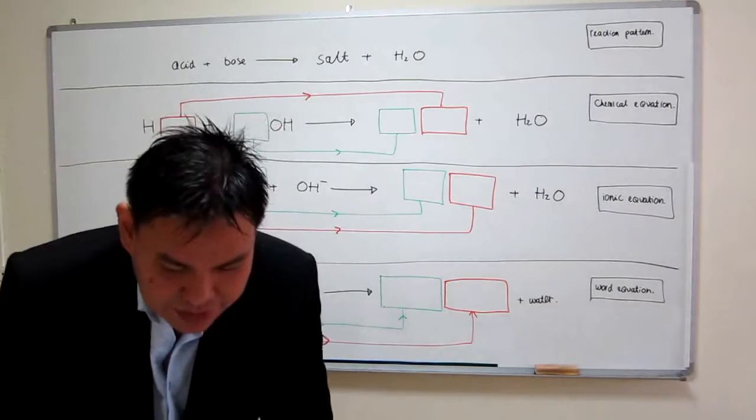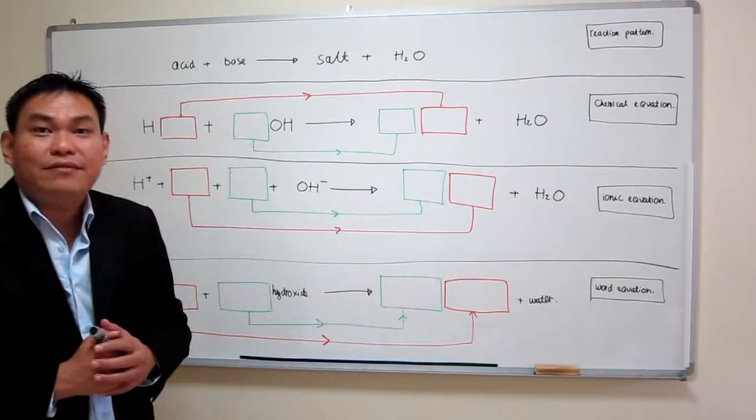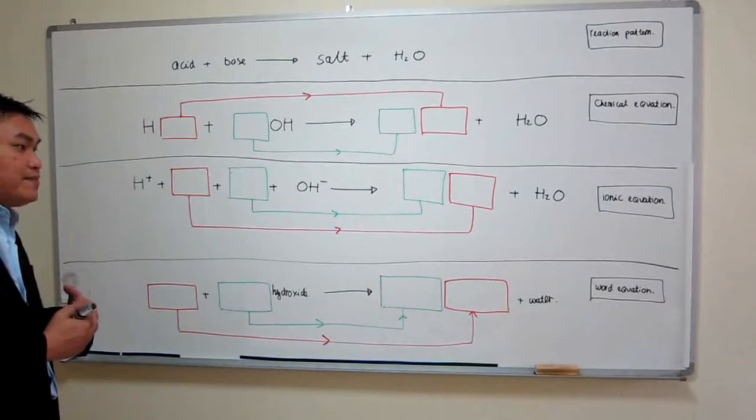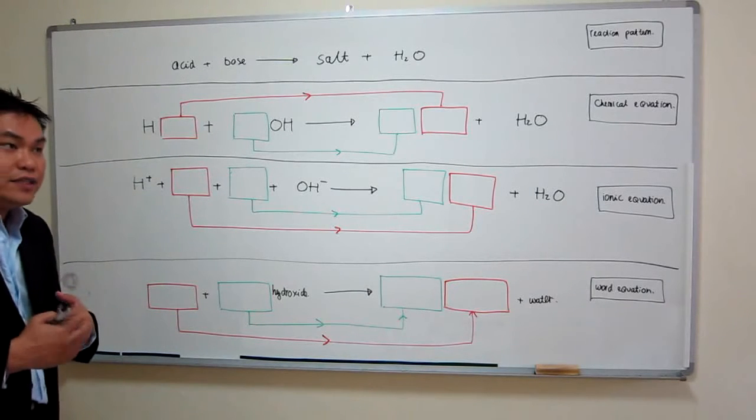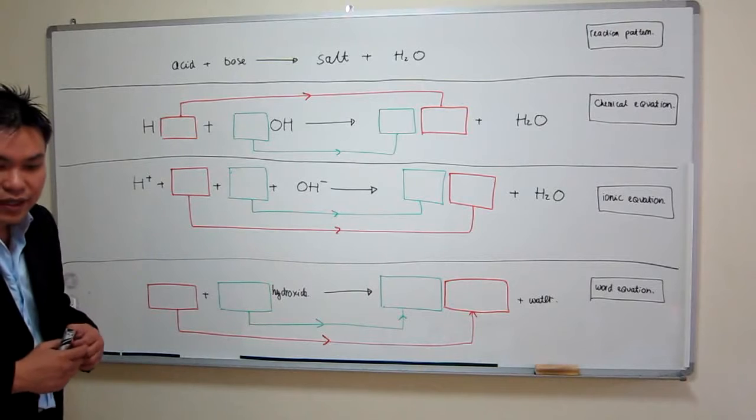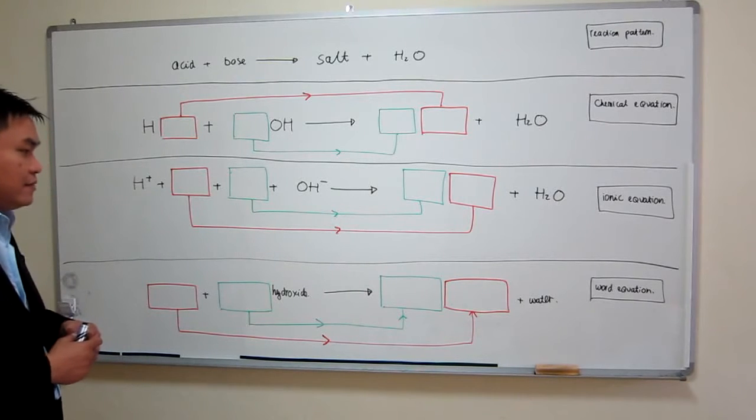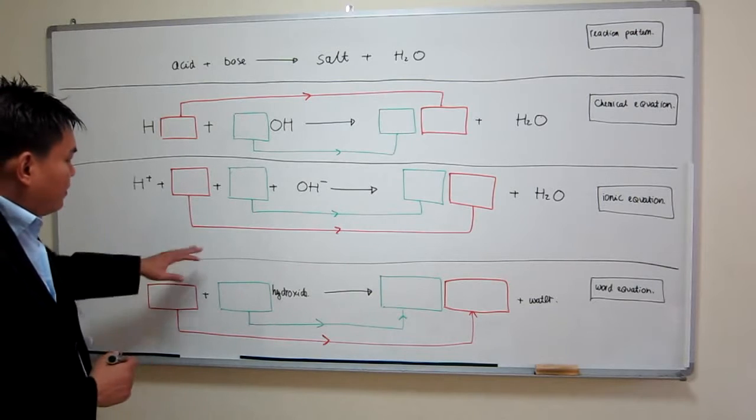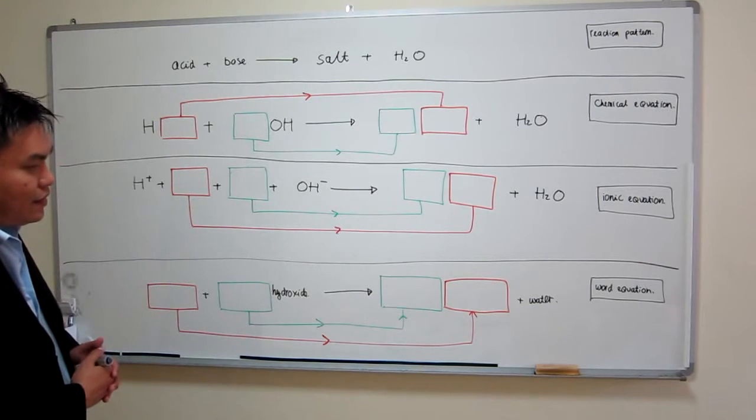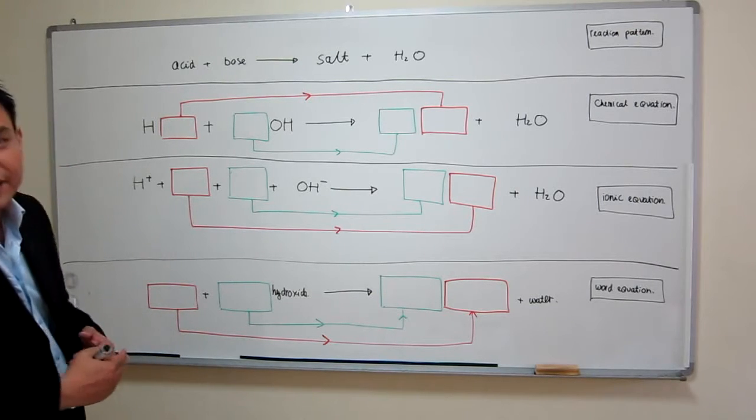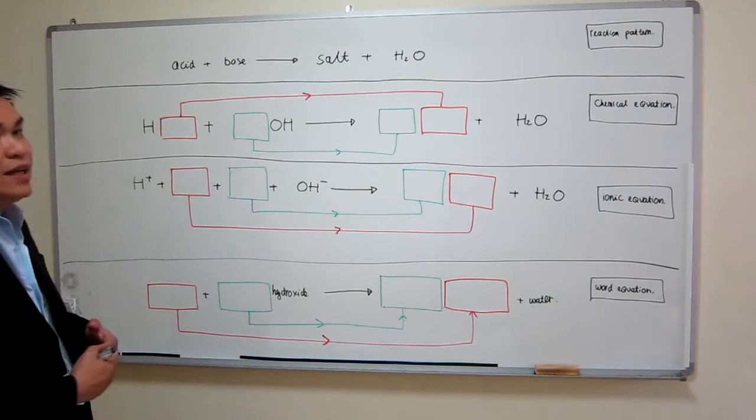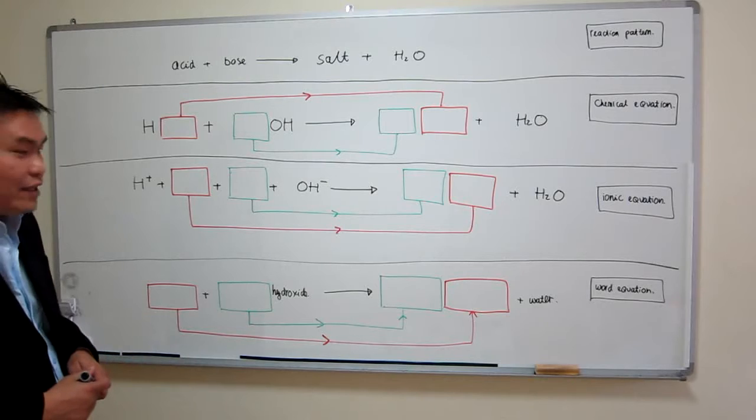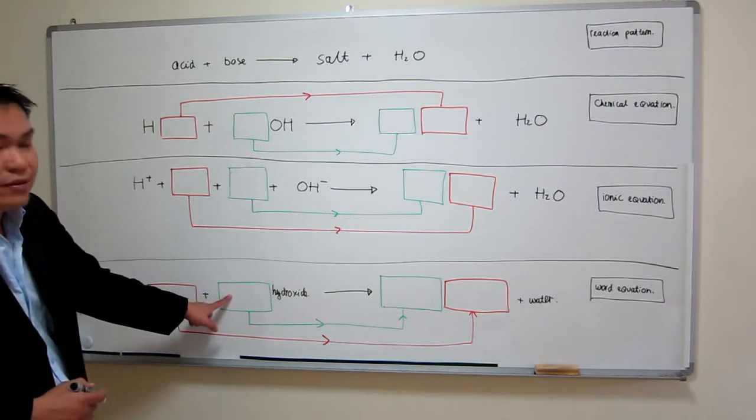Today we are going to use a very simple example. Let's say the question asks for reaction between sodium hydroxide and hydrochloric acid. Then it depends on what type of equation the question asks. Let's say the question asks for the word equation between sodium hydroxide and hydrochloric acid. So we follow the pattern for word equation.